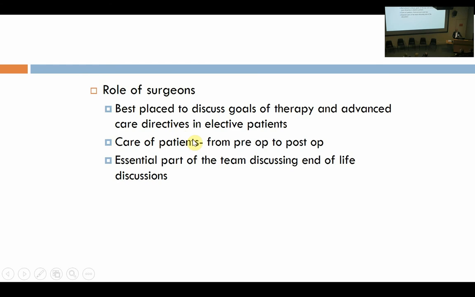But in elective patients that have deteriorated, we are the best persons to deal with, or at least to be part of, this discussion, because we've talked to the patients, we've managed them preoperatively, and we are going to continue to manage them postoperatively, no matter what the outcomes are going to be. And I think as part of end-of-life discussions, surgeons should be part of that discussion, especially in elective patients.